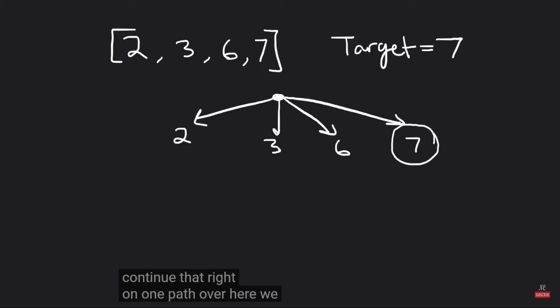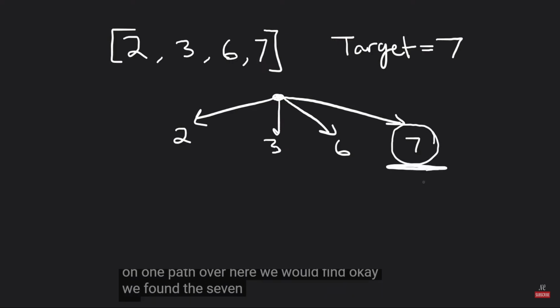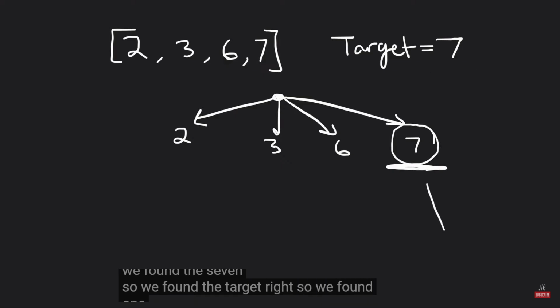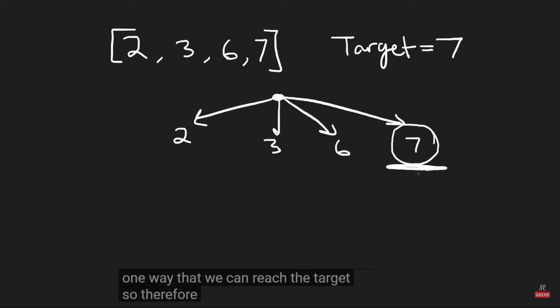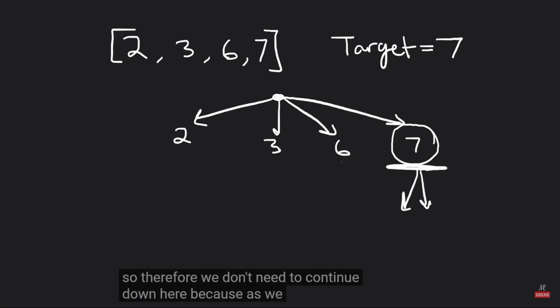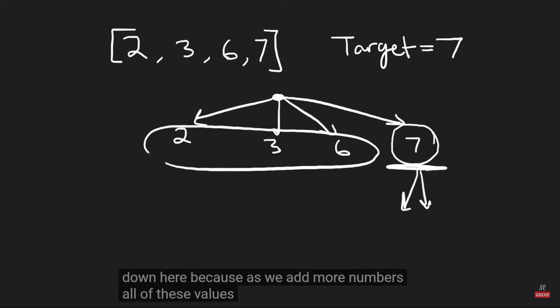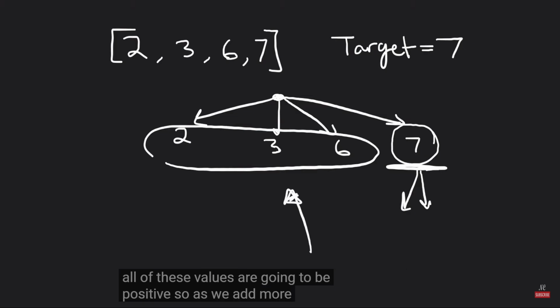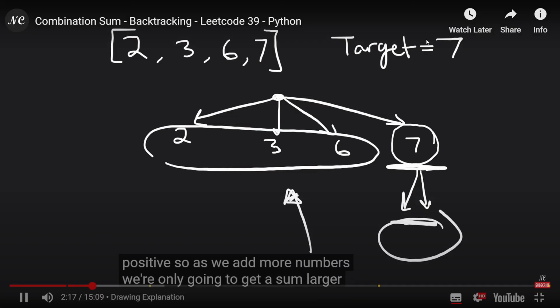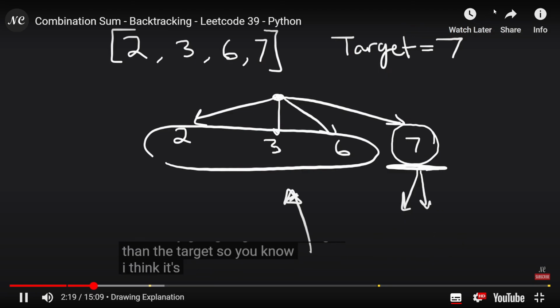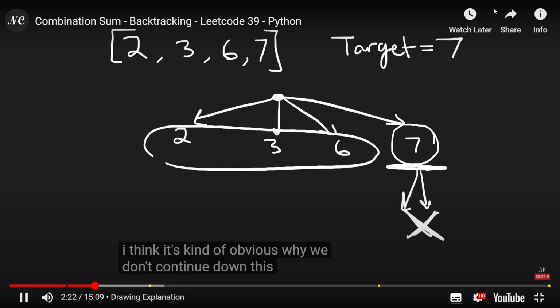On one path over here, we would find, okay, we found the 7, so we found the target, right? So we found one way that we can reach the target. Therefore, we don't need to continue down here because as we add more numbers, all of these values are going to be positive, so we're only going to get a sum larger than the target. I think it's kind of obvious why we don't continue down this path.